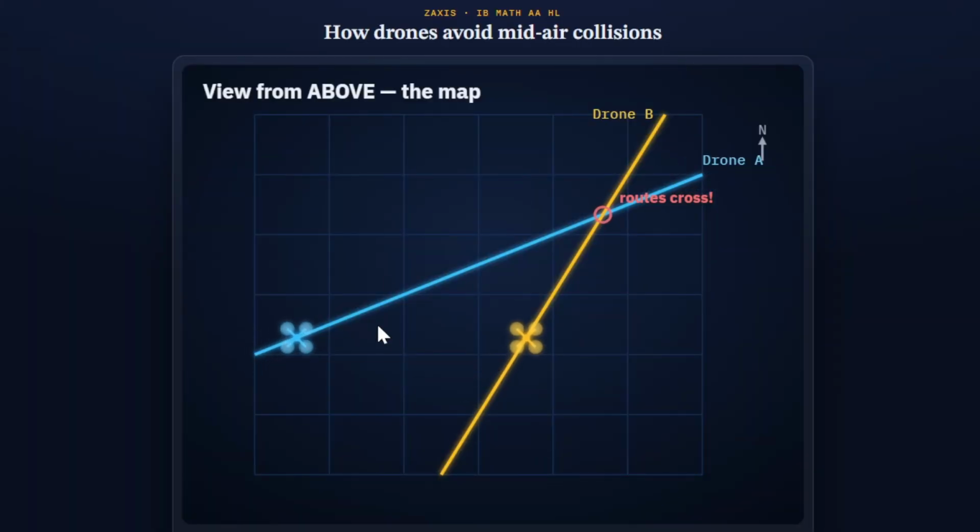Here we have taken two drones, drone A and drone B. Drone A is moving along the blue line while drone B is moving along the yellow line. And this is the top view of the routes of the drones. It seems as if the two lines would intersect each other. But if they are really intersecting, then the drones might collide in a real-time scenario, which we don't really want to happen. So now let us dig deeper into it.